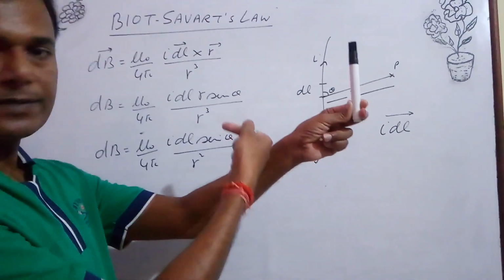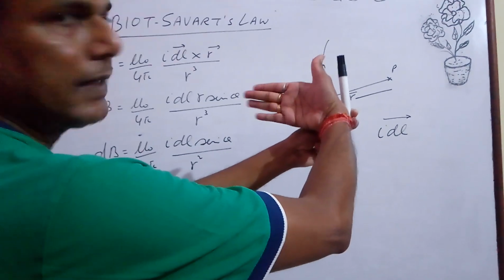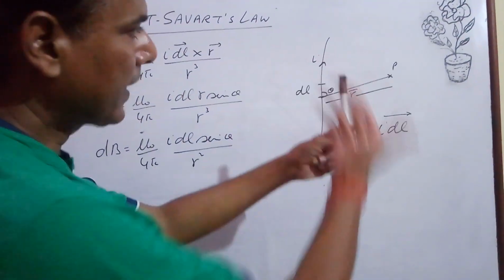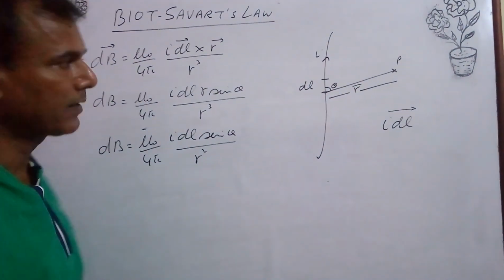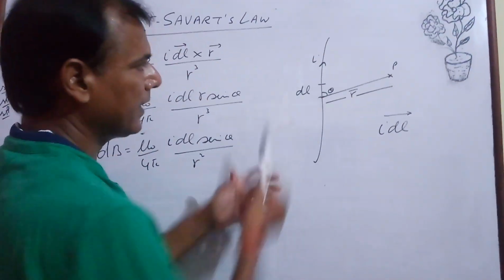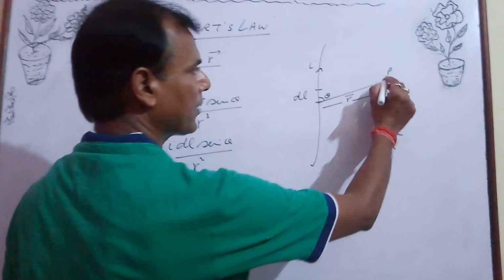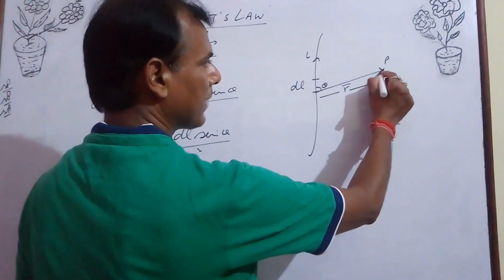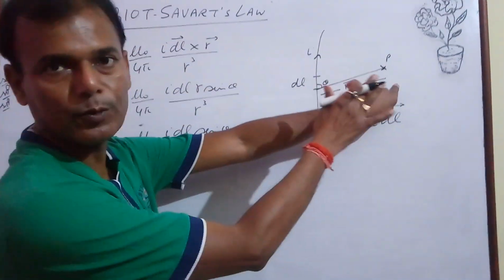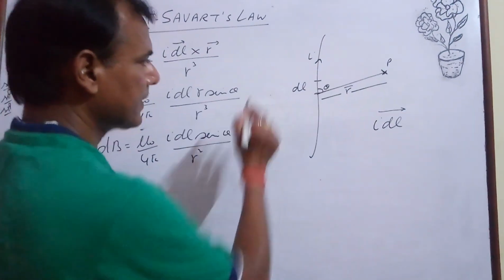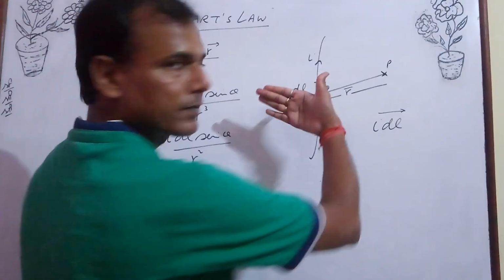Suppose the point is this side, it is like this. Direction of magnetic field will be outside. So by right hand thumb rule, we find the direction of magnetic field. So in this example, current is upward. This side it is inside. Inside is denoted by cross. Cross means magnetic field is inside the whiteboard. If any point is this side, it will be like this, outward.